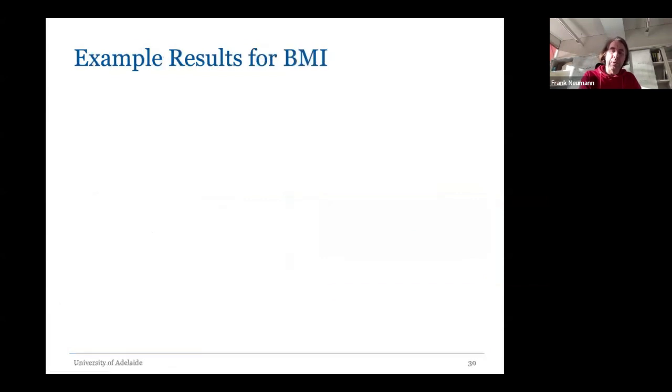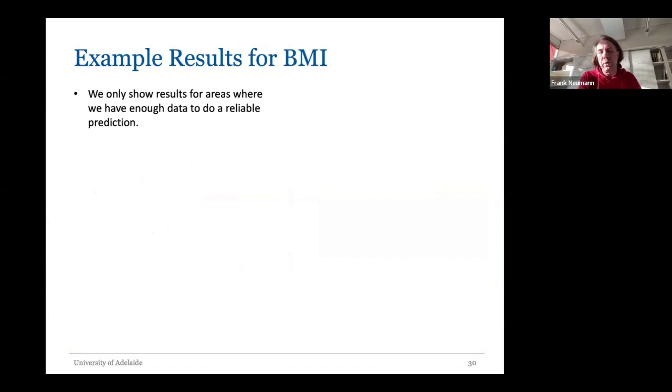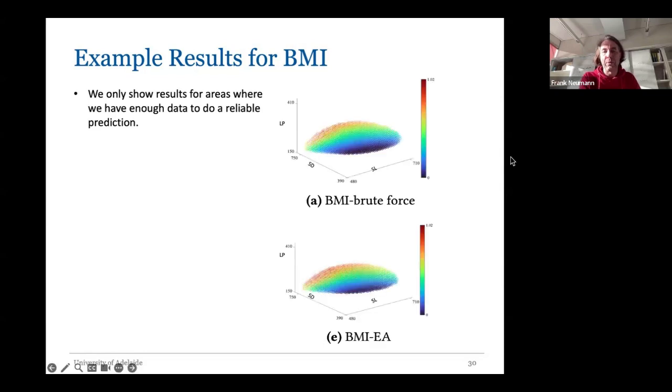So the first thing that we looked into was this 4-dimensional problem, and you can essentially just enumerate everything with brute force. So we wanted to see how the EA compares and whether we get all the cells. Okay. And we only showed areas where we had reliable data and were able to do the prediction. So this is why you see the areas highlighted here. So there are these different variables along the edges: sleep, sitting, and light physical activity. And the rigorous activity would essentially take up the remaining time.